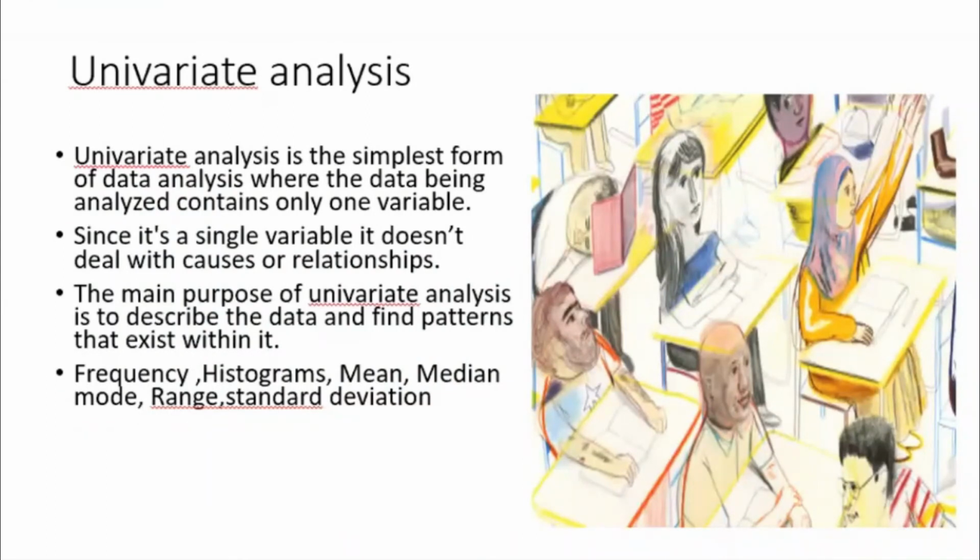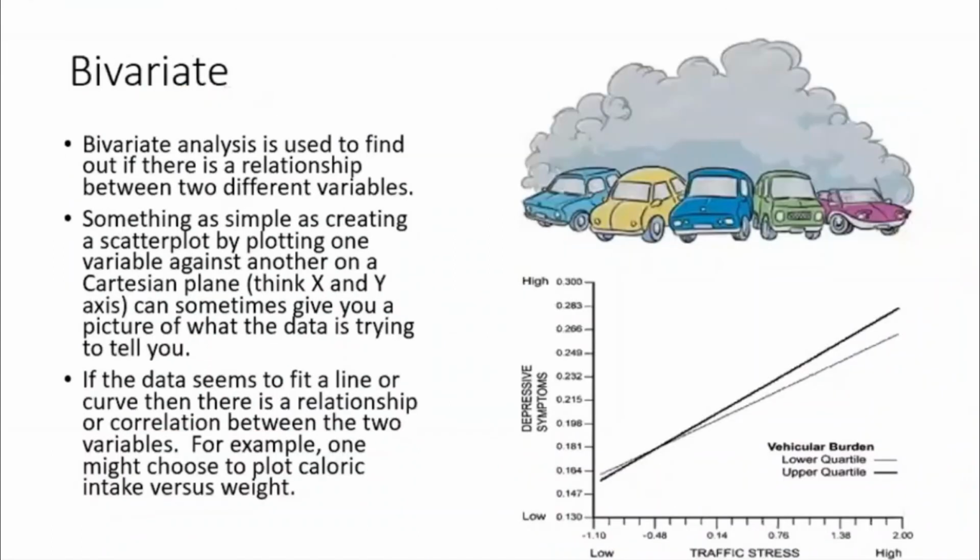We won't waste time, we will move quickly. Bivariate. You all have made that one arrow yesterday. Each arrow was a bivariate analysis. Traffic causes pollution. Okay, that was bivariate analysis. Generally, in bivariate analysis, we have a plot, a diagram, like you can see the diagram, it says traffic stress and depressive symptoms. Okay, and there is a line between it.